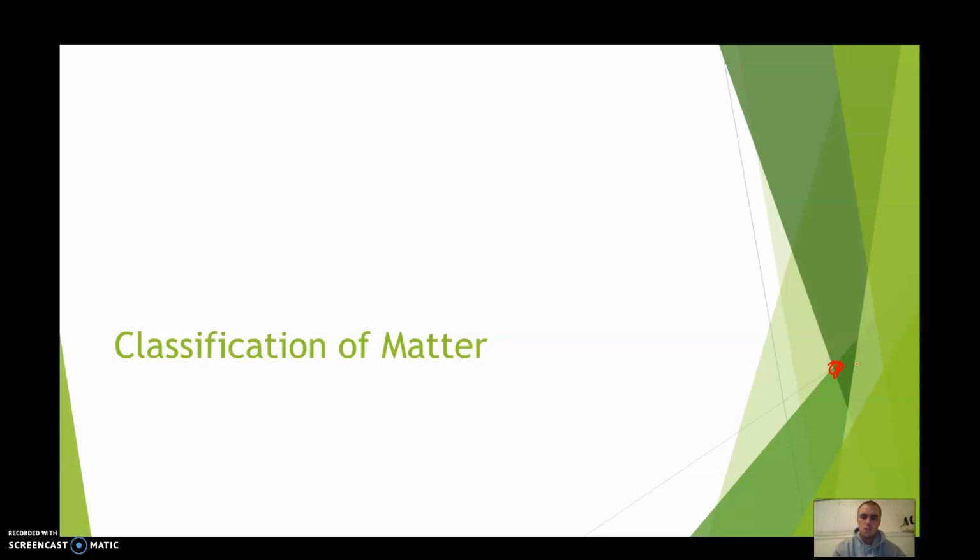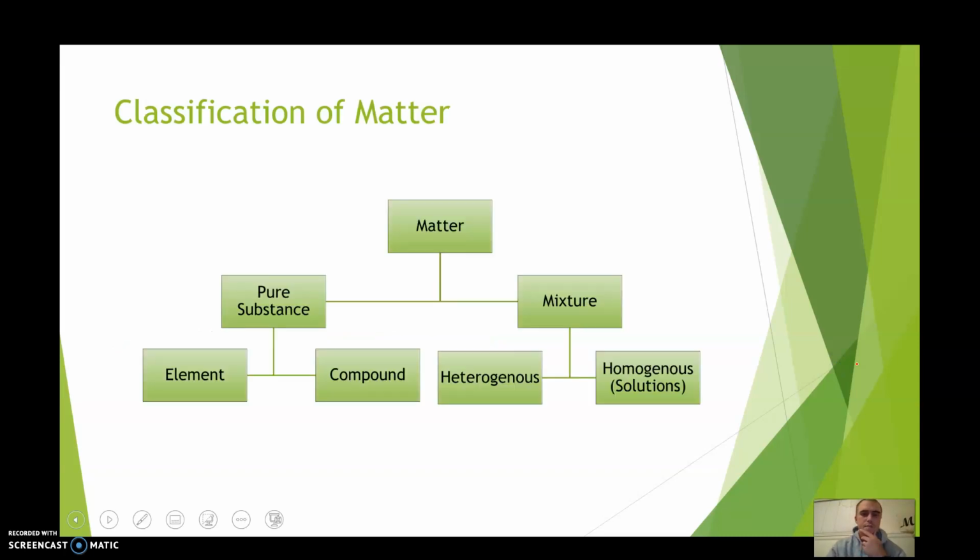Okay, so let's move on here. Maybe I'm just drawing over here. Here we go. So I want you to pause the video here and draw this flow chart into your notes. Alright, so everything is made up of matter, and matter can be divided into two different categories. We can have mixtures and we can have pure substances.